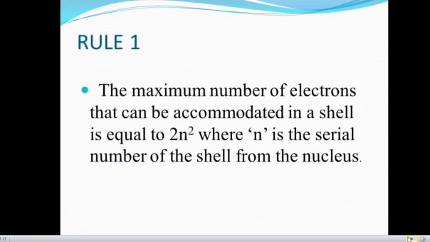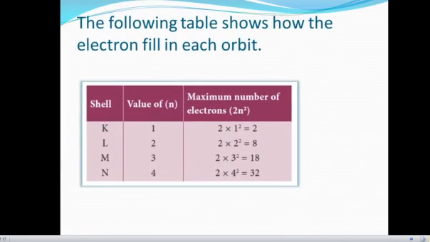So the rule that decides how many electrons can be in a cell or orbit is rule number 1. It is equal to 2n square, where n is the number of the cell, that is, which orbit it is counted from the nucleus. Based on 2n square, we can distribute the electrons in an orbit.